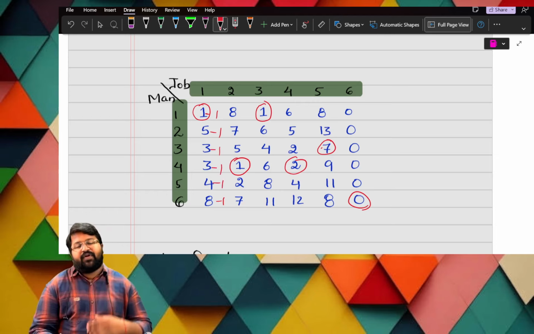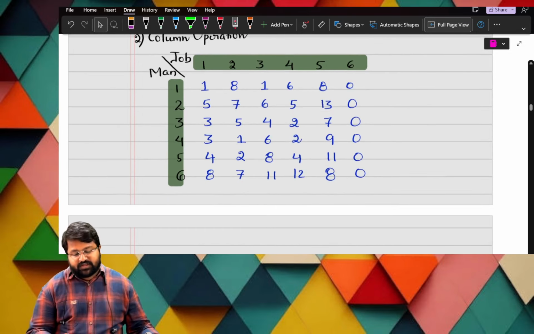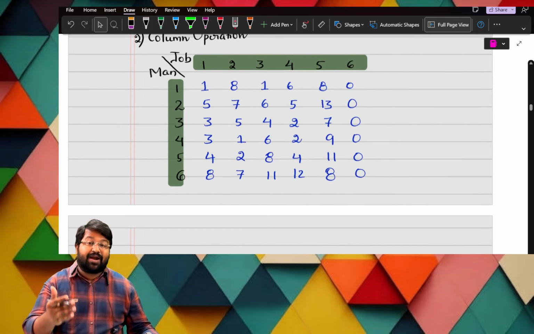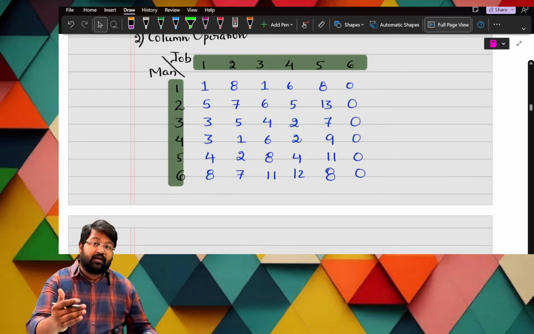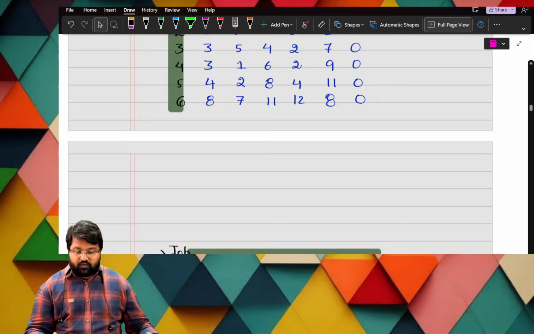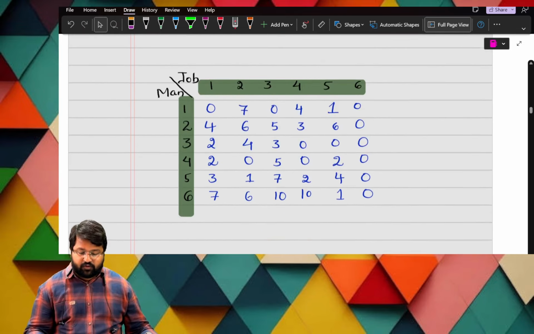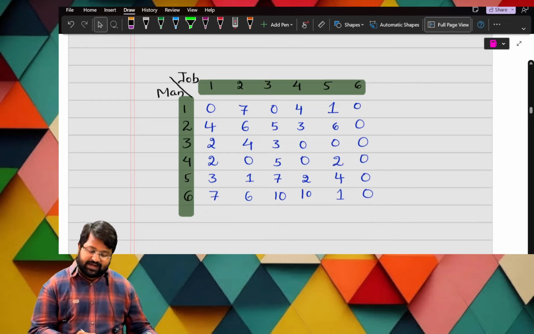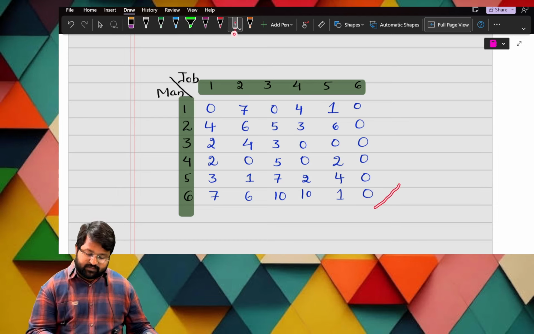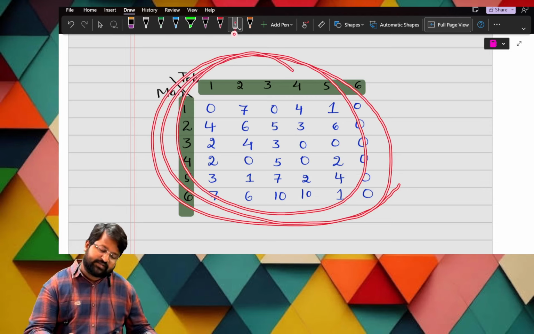So if I do like this, what will be the end result? Let us see once more. So this is the column. I have written the matrix. We have to write the matrix again. The end result of row operation will be the starting point for the column operation. I have written the matrix again. Now we have to identify the least numbers. I have identified the least numbers now. Then I have to deduct. So this is the end result. This is my end result of column operation.